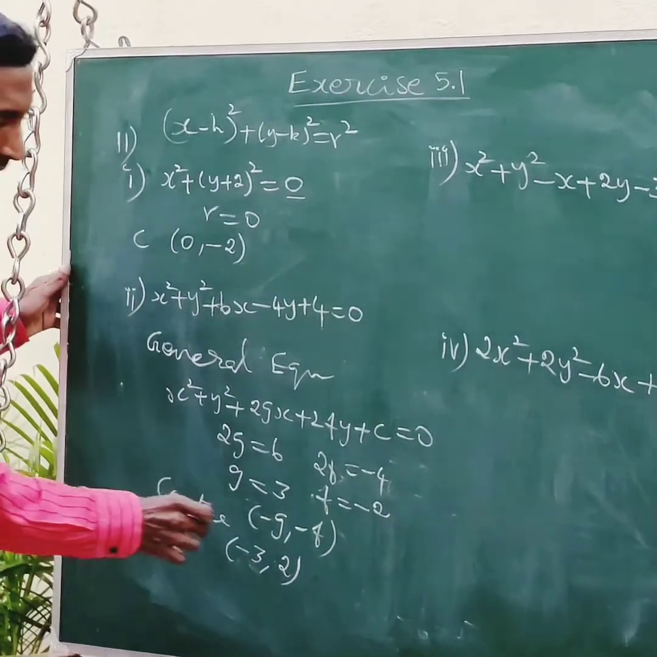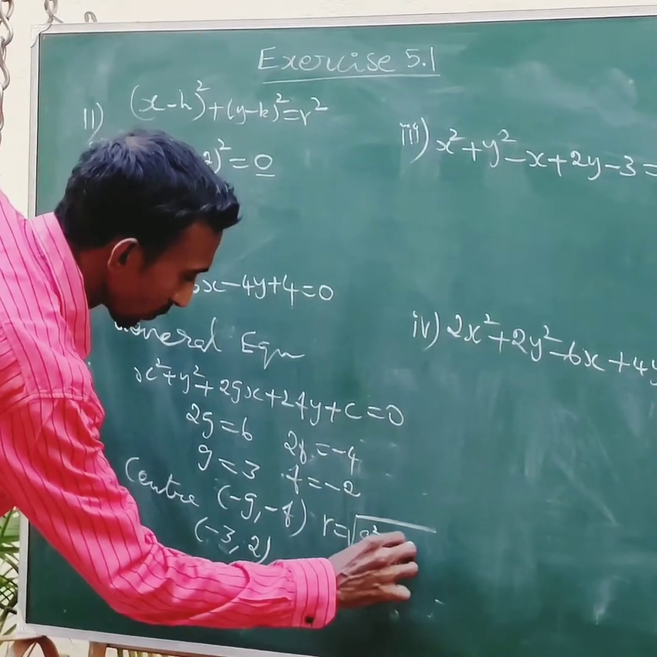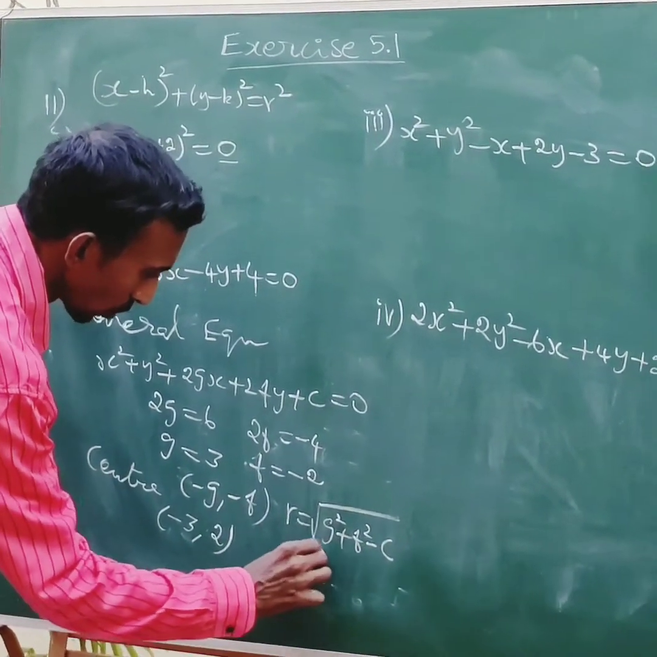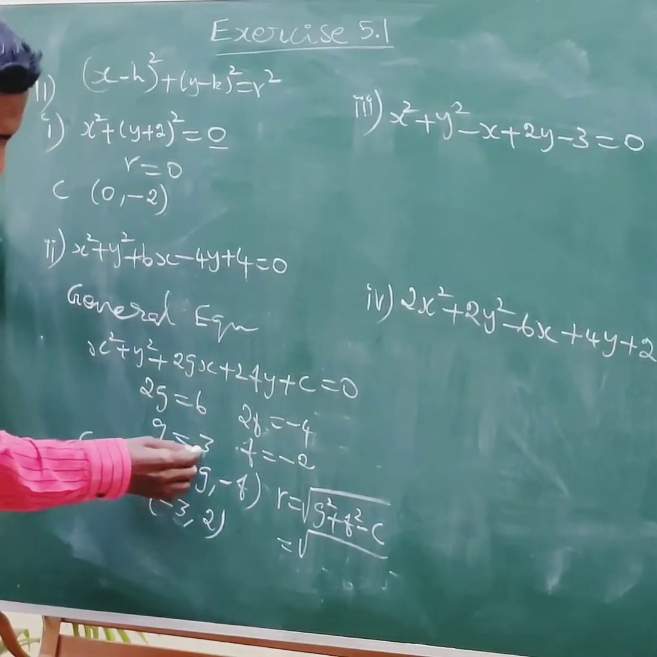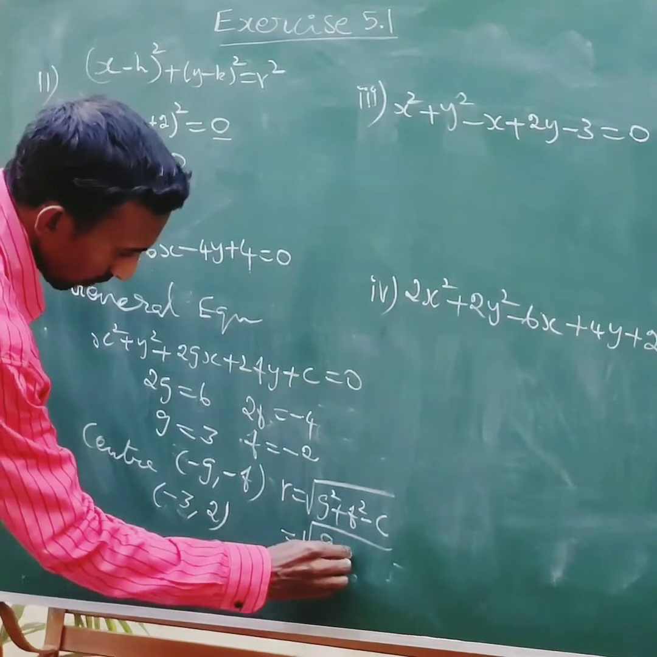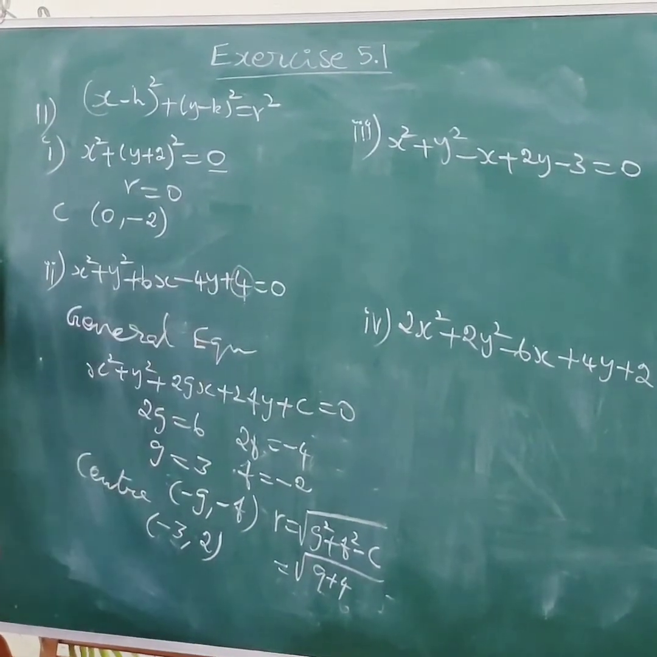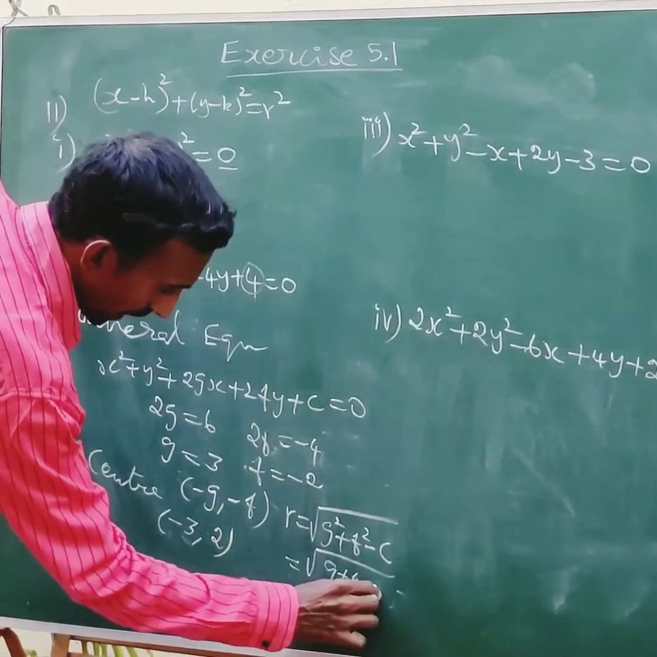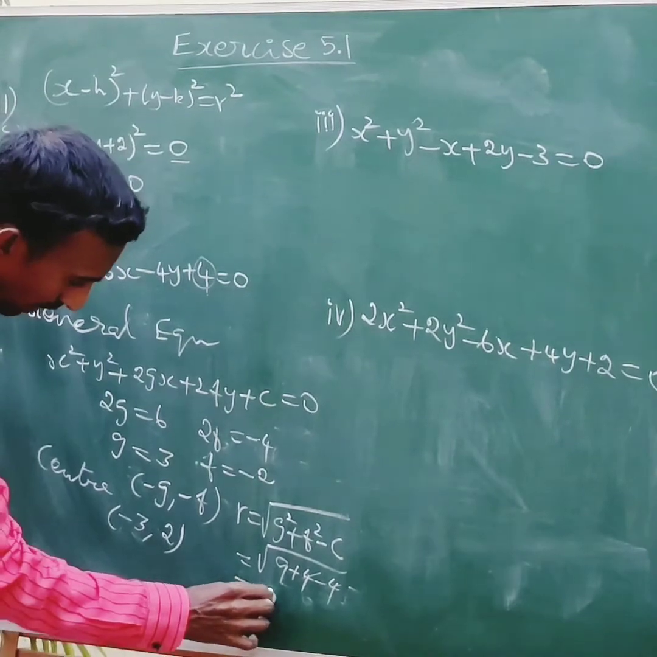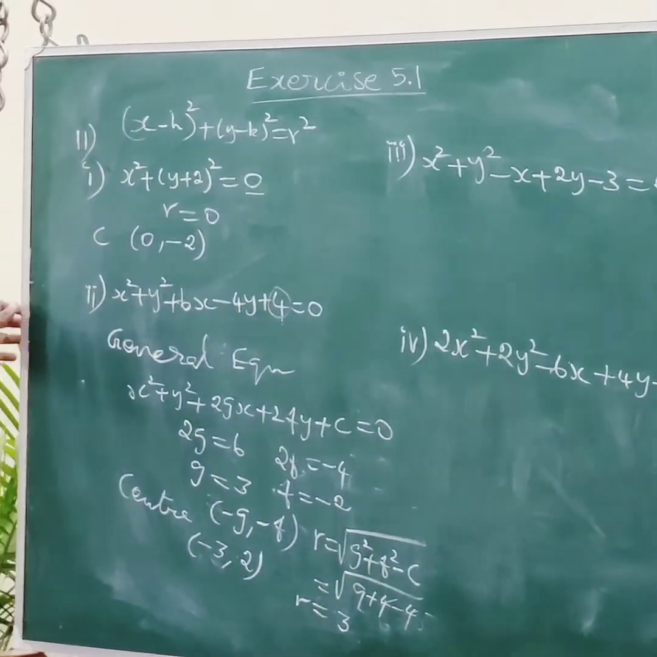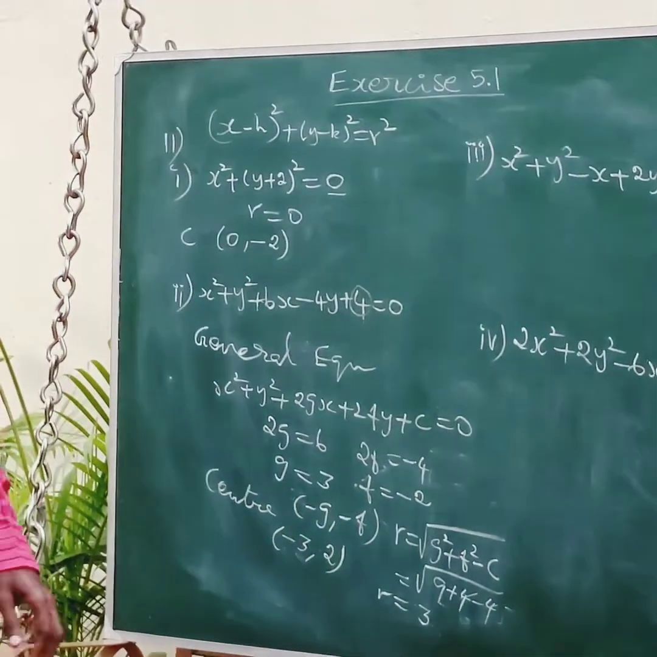To obtain the radius, use that formula: root of g square plus f square minus c. So root of 3 square, which is 9, plus minus 2 the whole square, which is 4, and look at the value, c is 4, so minus 4. 4 minus 4 cancel, so root of 9 is 3. So the radius is 3, the center is minus 3 comma 2, and the radius is 3.